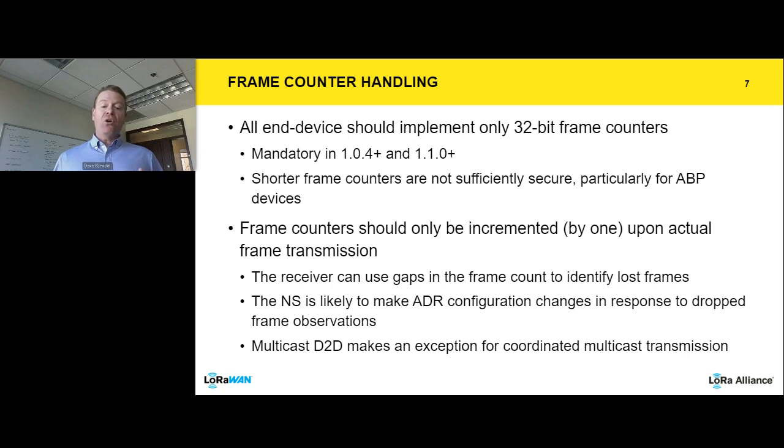The frame counters should also only be incremented by a single value upon actual frame transmission. This enables the receiver, either the end device or the network, to identify loss of frames by the gaps in the frame counters that they are observing. So this is very important and may be used by the network or the end device to make additional changes in order to accommodate the coverage issues that may be related to that. There can be exceptions to this. One of the exceptions, and we won't get into detail here, is when we talk about coordinated transmission, and look for something coming out of the LoRa Alliance in future around how that might work.